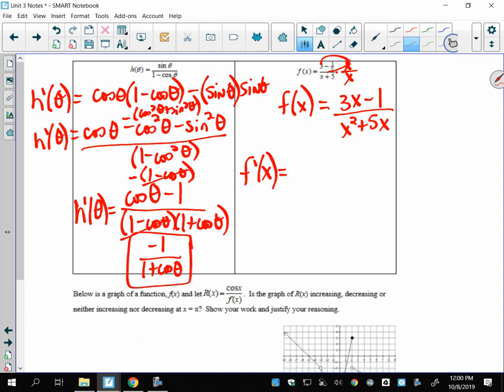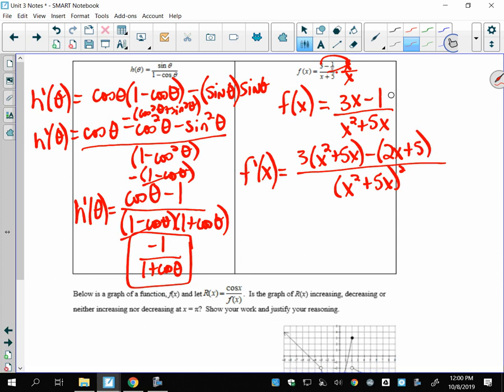So you have to know the quotient rule. I just remember it as the derivative of the top times the bottom minus the derivative of the bottom times the top, all over the denominator squared. And maybe since I forgot that last time, I'm going to do that first this time: x squared plus 5x, squared. On the top, I'm going to take the derivative of the top, which is just 3, times the bottom, minus the derivative of the bottom, which would be 2x plus 5, times the top, which would be 3x minus 1.